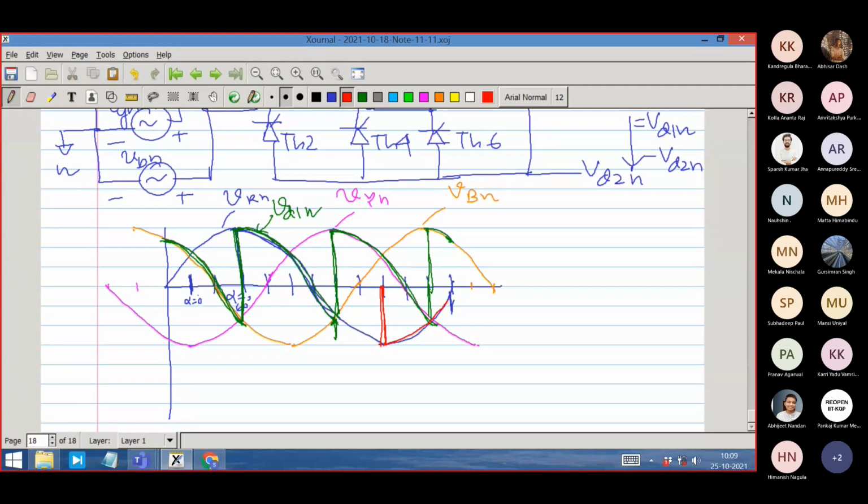1, 2, right? 2 here, right? So it will be then 1, 2, 3, 4. So it will be coming back. This is alpha is equal to 0. 1, 2, 1, 2, 3, 4, 3, 4, right? So 3, 4 is fired.